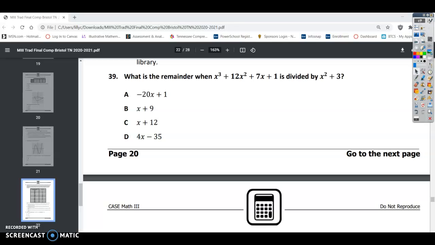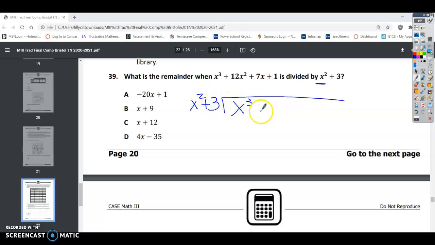Math 3, final benchmark, question 39. What is the remainder when x cubed plus 12x squared plus 7x plus 1 is divided by x squared plus 3? Since this has x squared, we have to do long division. Synthetic division will not work except for linear factors, and this is a quadratic factor.